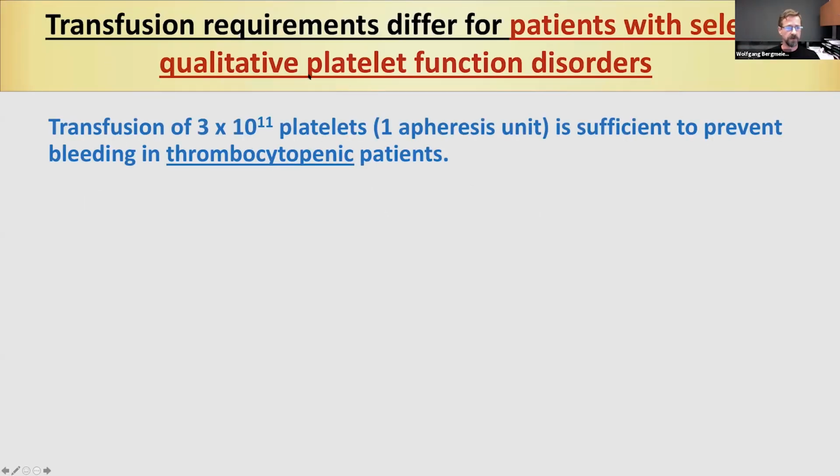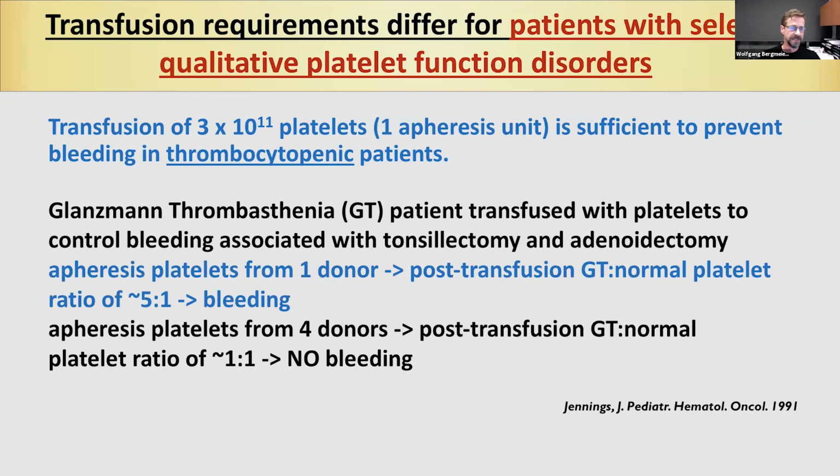And as people already pointed out today, we really don't need a lot of platelets in circulation in order to maintain hemostasis. So normally in the setting of thrombocytopenia, one apheresis unit is enough to prevent bleeding. So these patients get one apheresis unit, everything is good. However, in qualitative platelet disorders like Glanzmann thrombasthenia, that doesn't seem to be the case.